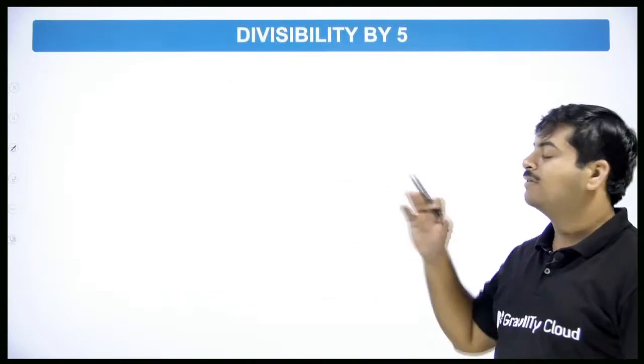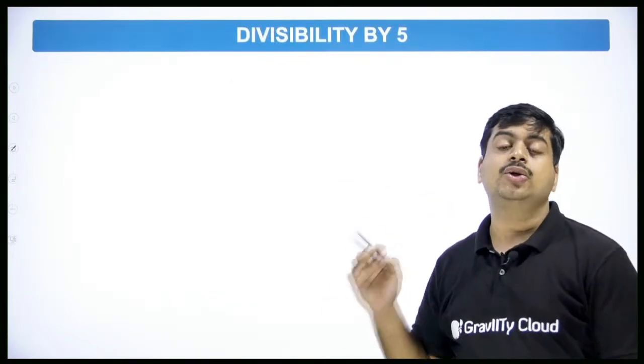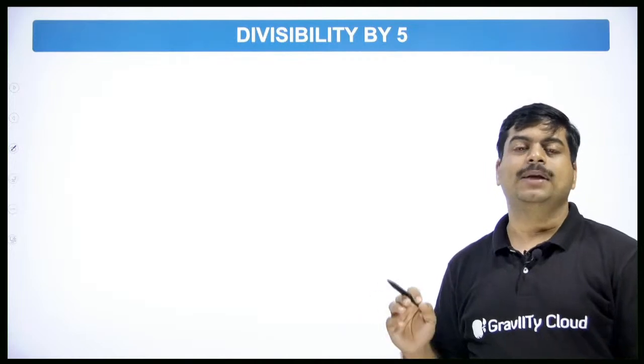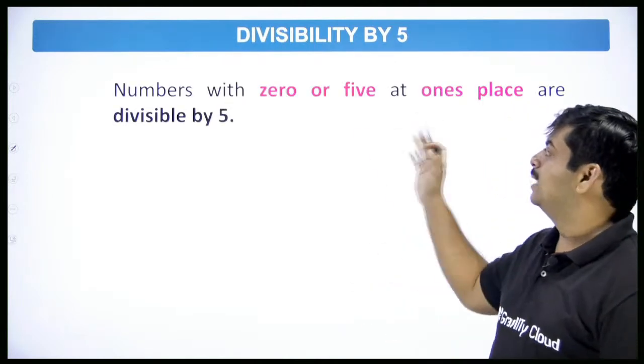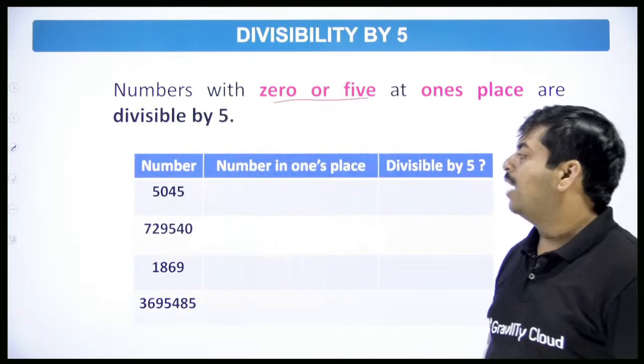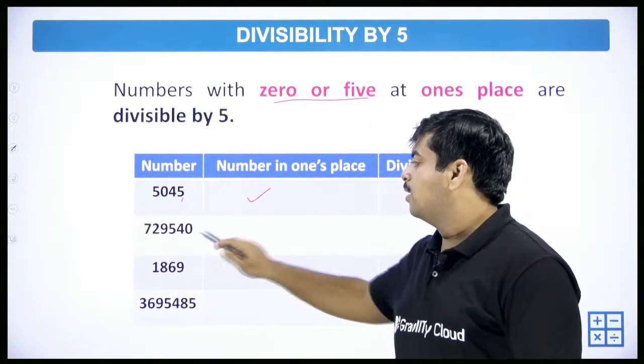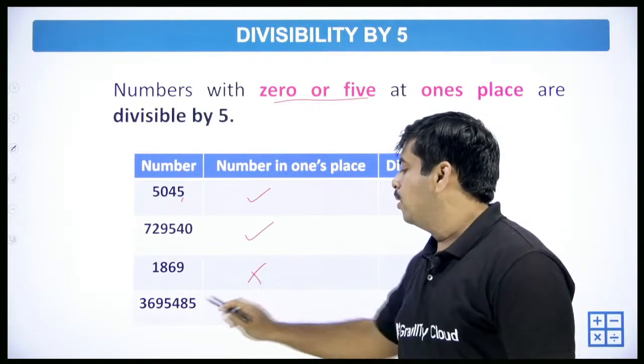And after that we discussed divisible by 5. The units digit should be 5 or 0. What about divisibility by 5 and 3? 5045 is divisible by 5, yes, but by 3, no. Okay.